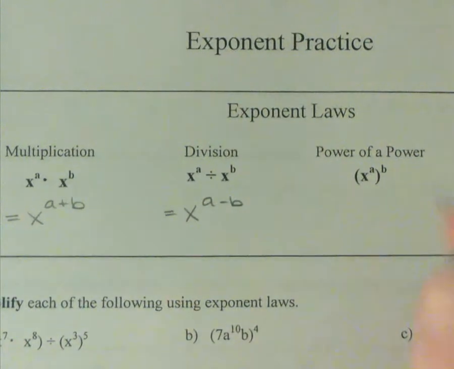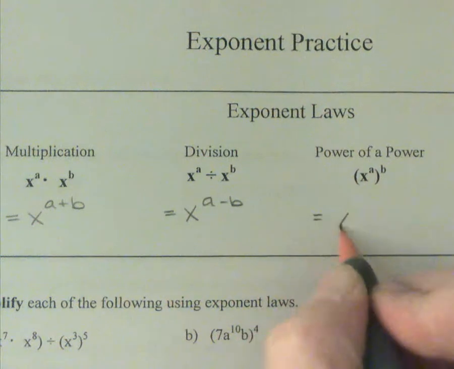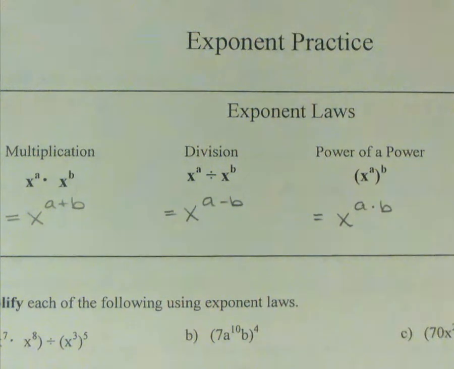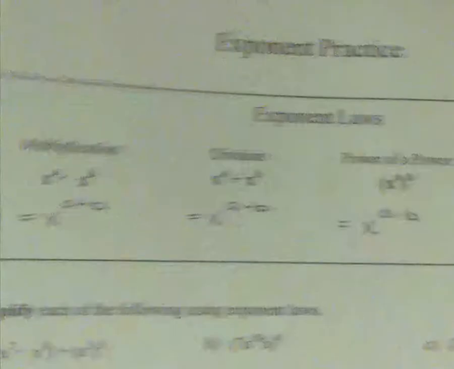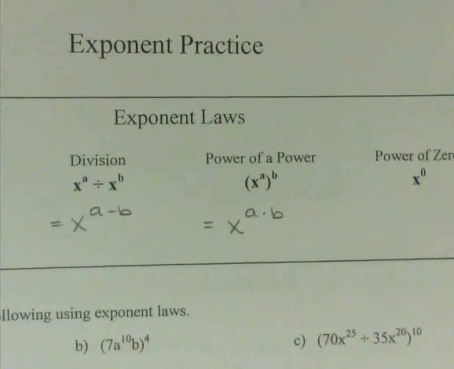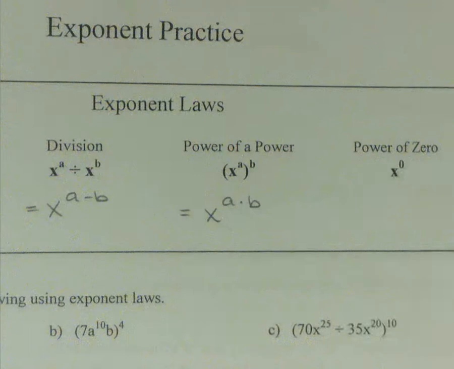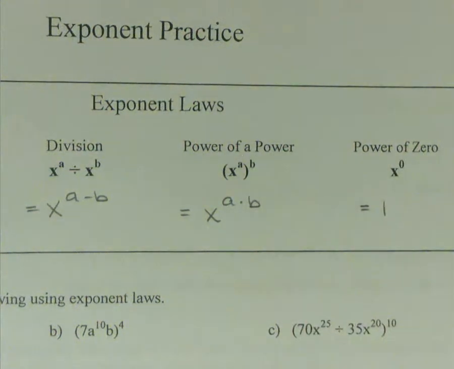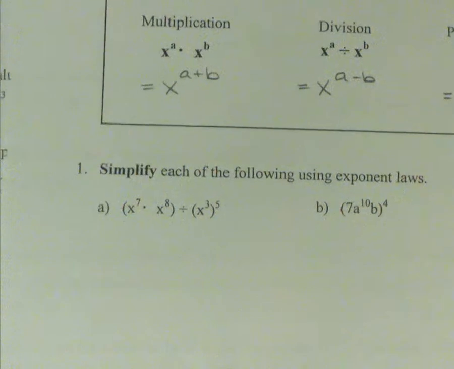If I look at a power of a power, I'm going to say it's x to the a times b. And when I do a power of 0, it's equal to 1. So let's look at some examples.